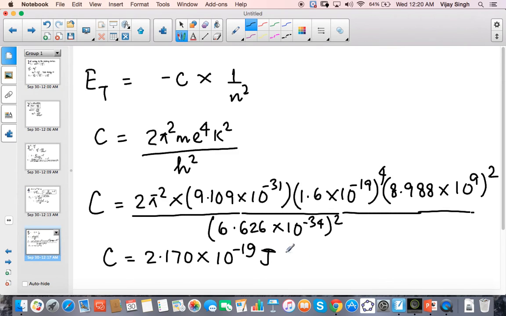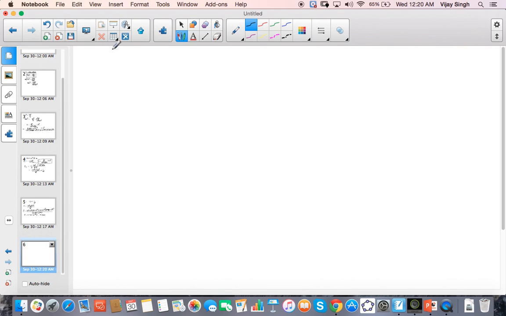And I want to convert this into electron volts, so this is going to be 13.6 electron volts, 13.6 eV. So you see, I got the value for C as 13.6 eV, and I had the formula for the total energy as negative C times 1 over n squared. So E is going to be equal to negative 13.6 divided by n square electron volts. So this is how we derive the formula for total energy, and this was done by Niels Bohr.